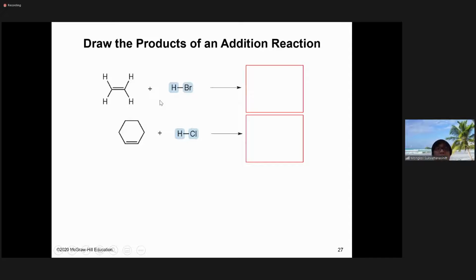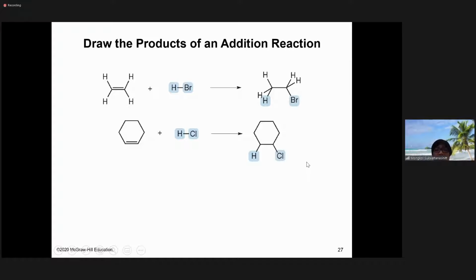Let's start with the simplest one, the addition of hydrogen and halide here. When you add the hydrogen halide, you get one hydrogen atom on one carbon and a halide, in this case bromine, on the other carbon. This is simple, right? If you use hydrogen chloride, you get an alkyl chloride product. So far still easy, right?